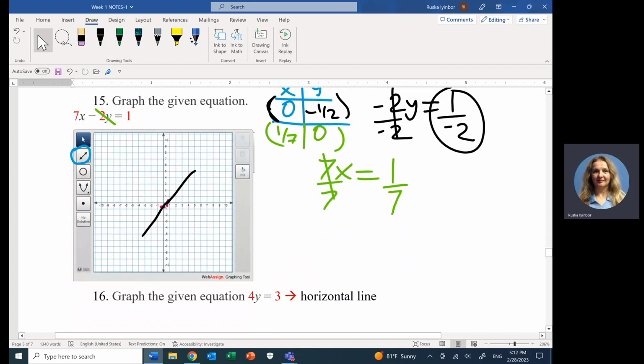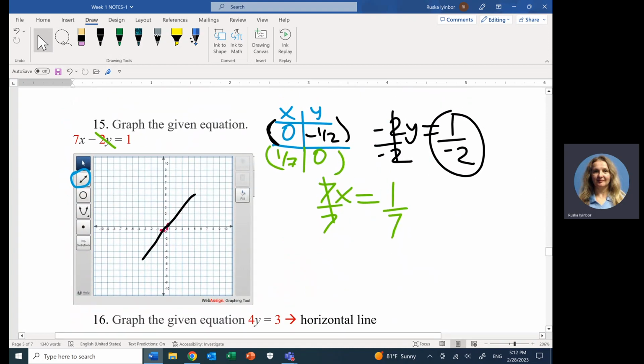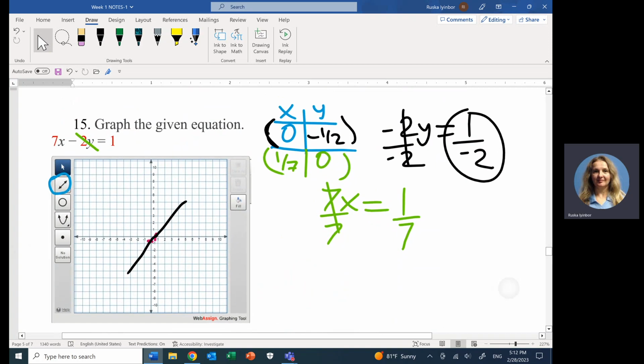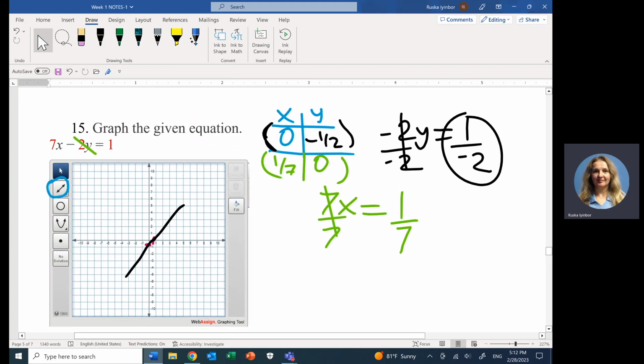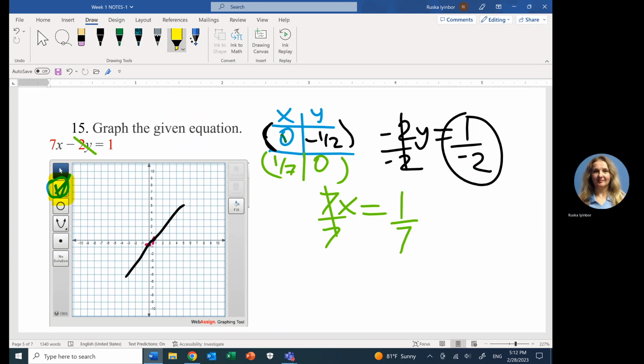Number 15 is graph this equation. So how do you graph it? I'm going to use the web assigned graphing utility, which looks like this. What you're doing is you're going to click at the line here. I'm going to click at this one. You're going to graph a straight line, and then you need 2 points. So the points I pick are 0 and 1/7. 0 for x. So I pick 0 for x and 0 for y.